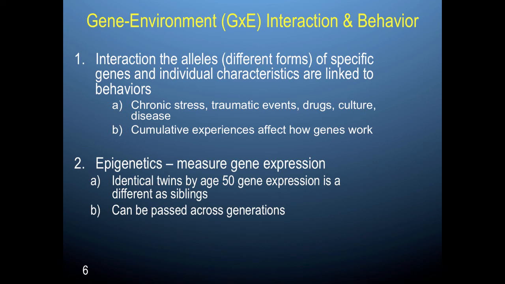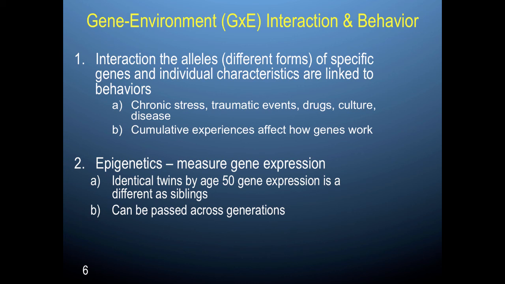We also have epigenetics. So epigenetics measures gene expression, and so the example that I just gave would have some epigenetic factors because stress can cause changes in gene expression. So epigenetics is also investigated by examining identical twins, and to show the wide impact that environment can have, there have been identical twin studies. And what is interesting is that despite the fact that these individuals are exactly the same, by the time they are age 50, their gene expression is as different as regular siblings.